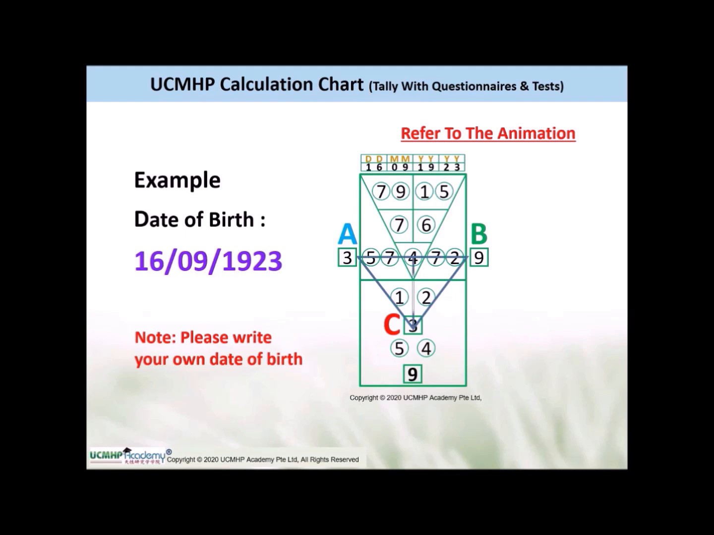So I want you to look at the triangle coming up. This triangle is a Pythagoras triangle where A plus B must be equal to C. A plus B must be equal to C. So if A is 3, B is 3, C must be definitely 6. If your A is 3, B is 9, then your C must be definitely 12. So if your A is 9, B is 9, C is 18. 1 plus 8 equals to 9.